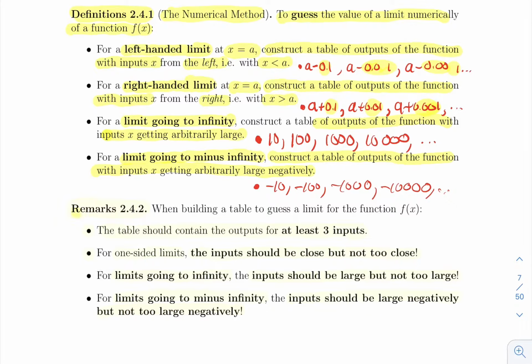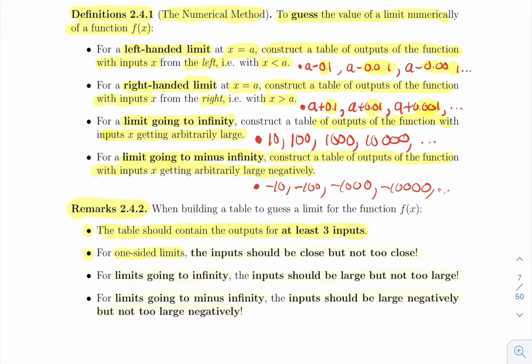So, a big remark here about the tables: what we're expecting you to do, because normally you have to build your own table. When you're constructing a table, the first point is that your table of outputs should have at least 3 inputs. So if you're making a guess, you should do a guess using at least 3 values. And you'll see, of course, since I'm saying at least 3, I'm going to just use 3. If you use more, it's good. But 3, I want 3, minimally speaking. The second thing here is a remark about one-sided limits.